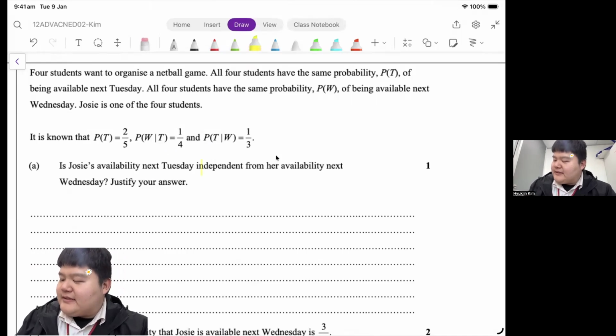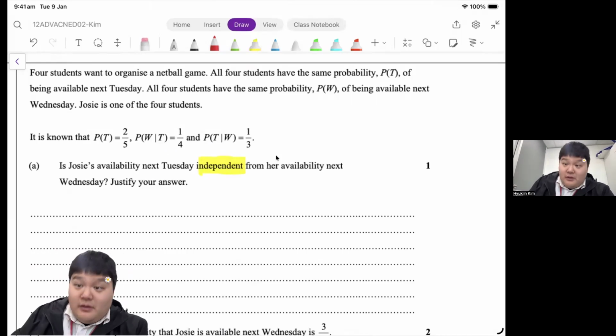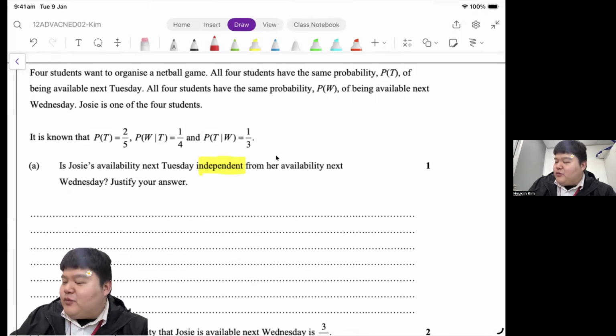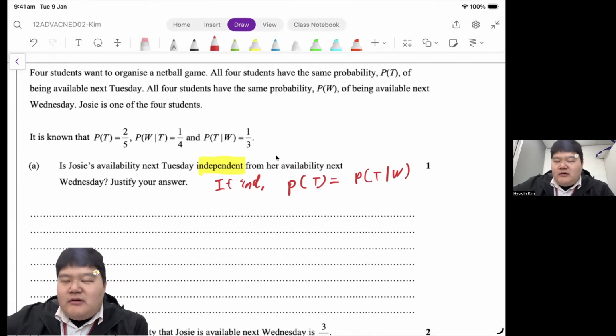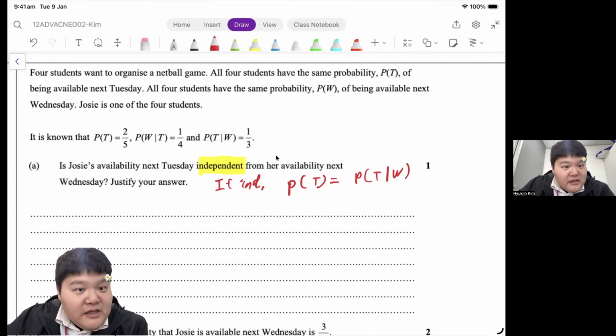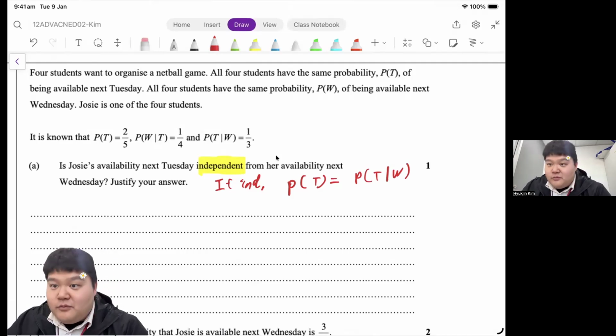Is it independent? Well, one of the key things we need to use is that the intersection of 2 independent events is just the product of the 2 probabilities, but we're given the conditional probabilities and nothing else. If independent, probability of T should be just the same as probability of T given Wednesday. So if my Tuesday's availability does not depend on my Wednesday's availability, if I were to tell you I'm available Wednesday, it shouldn't affect my Tuesday's probability, right? So that's exactly the point.